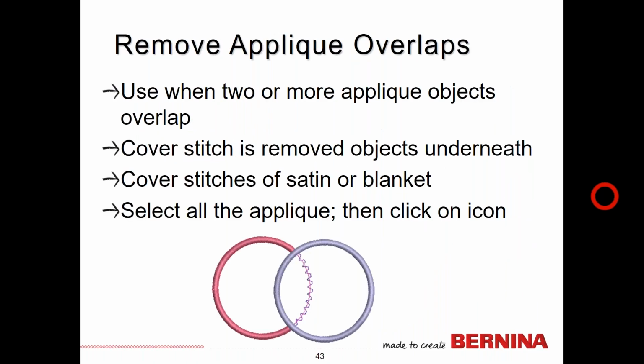Remove applique overlaps is another added feature, and you can use this when two or more applique objects overlap. So in this case, the cover stitch is removed from the objects underneath the applique on top. So you have that capability of, instead of just single appliques, creating overlapped appliques.